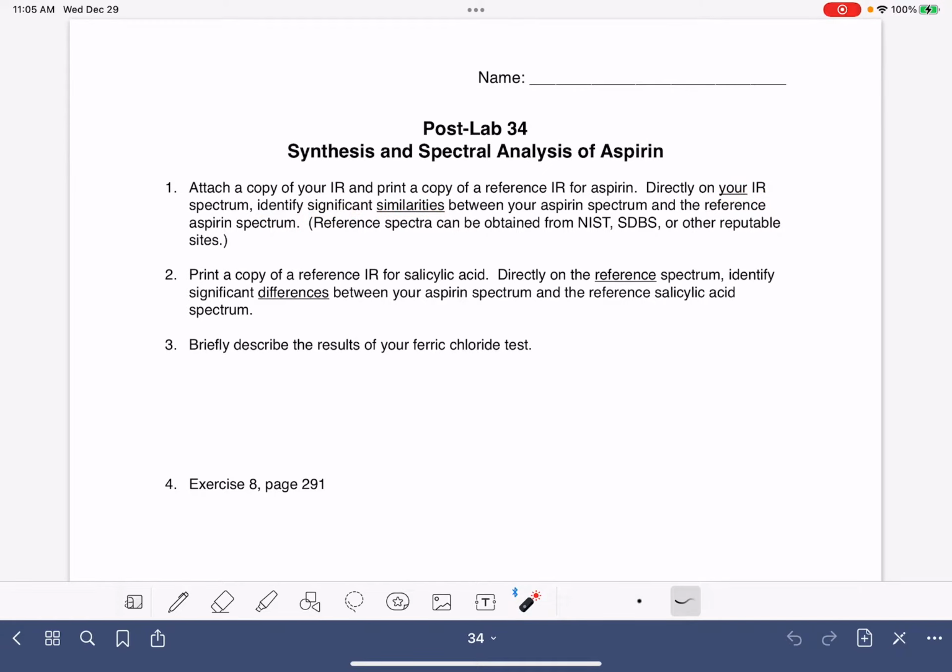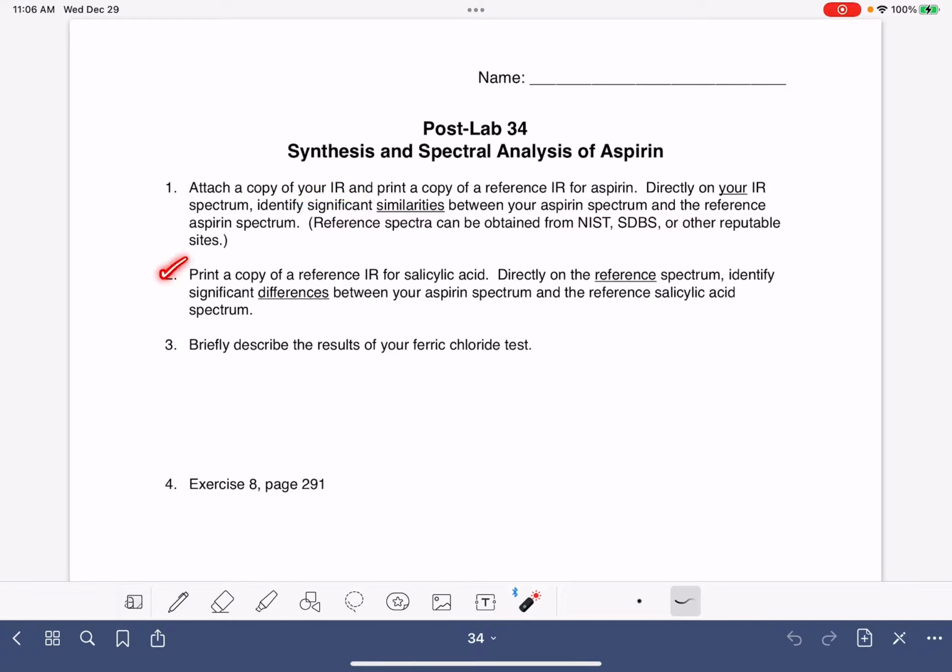Obviously, the IR that you obtain and the reference IR are not going to be exactly the same because they come from two different machines, but there should be similarities between the two spectra that allow you to verify that your IR is in fact of the aspirin molecule.